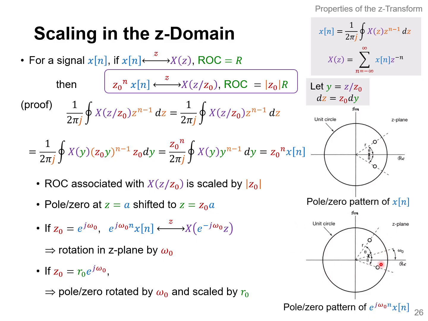There are two cases. If z0 equals e to the j omega 0, scaling rotates all poles and zeros by omega 0. If z0 equals r0 times e to the j omega 0, scaling rotates by omega 0 and also stretches or shrinks by r0.